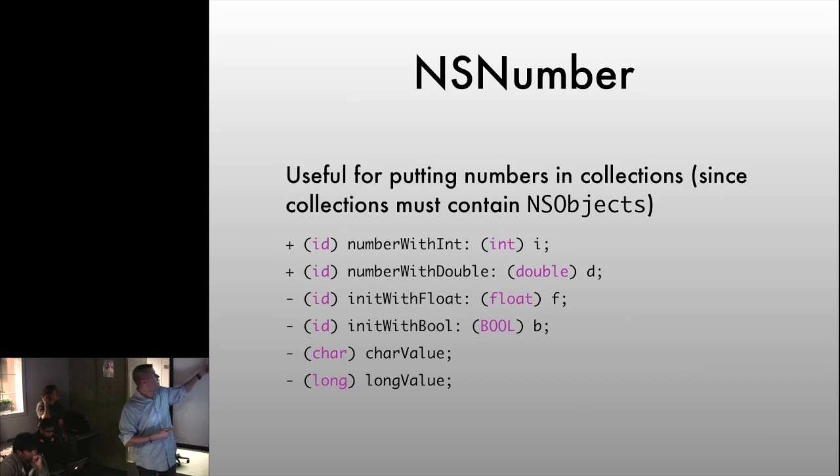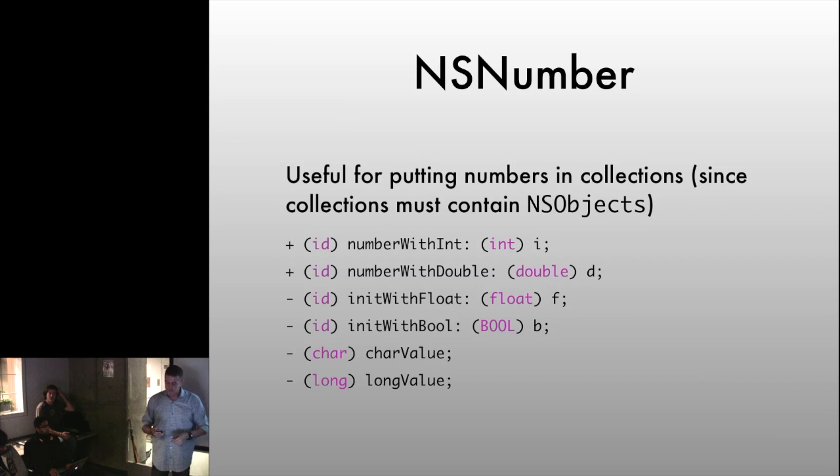numberWithDouble, and then if you've already got an NSNumber allocated, there's initWithFloat, initWithBool, initWithUnsigned, there's a ton of them, also in the documentation. And then you can get the native values back out of the object with the type and then value, like charValue, floatValue, intValue. These are really common. These are also toll-free bridged, I believe.